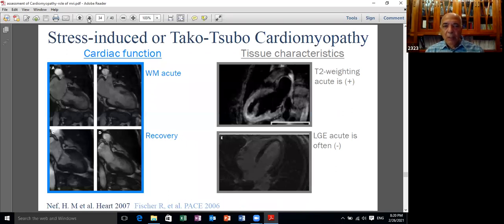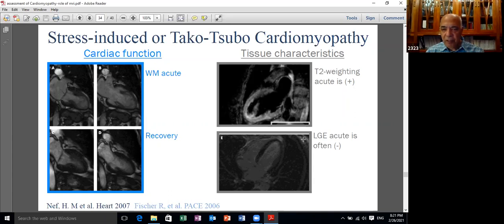Now, in cardiomyopathy, you get severe myocardial ischemia, probably because of a unique combination of a high intensity. There is no delayed gadolinium enhancement because there is function. If you get this combination, it's almost diagnostic of Takotsubo cardiomyopathy or stress-induced cardiomyopathy.